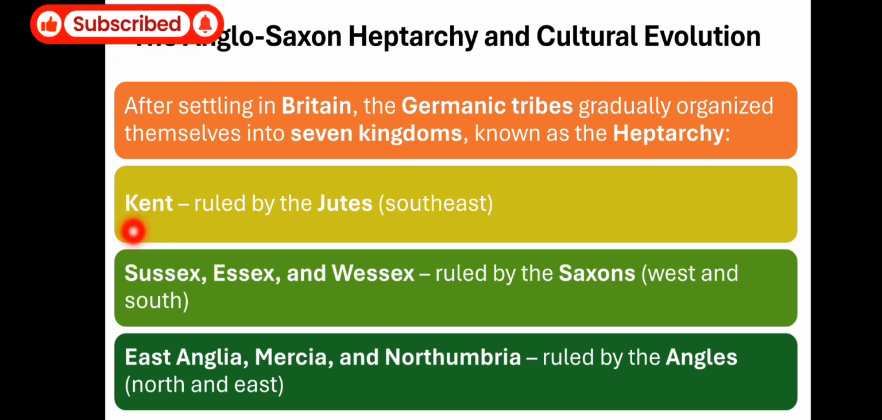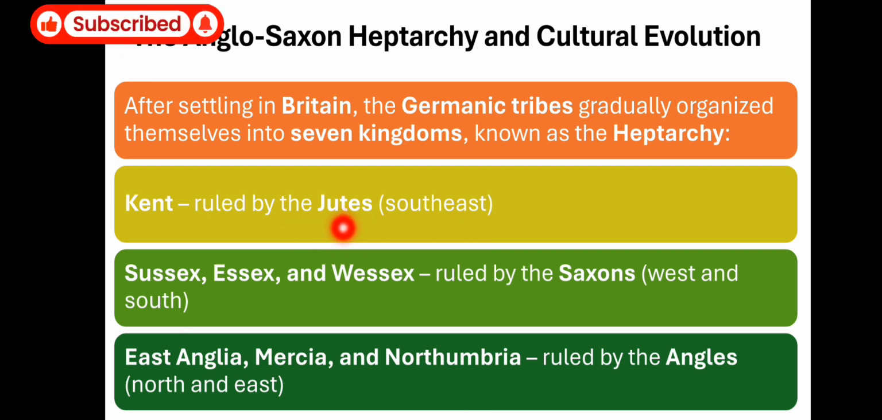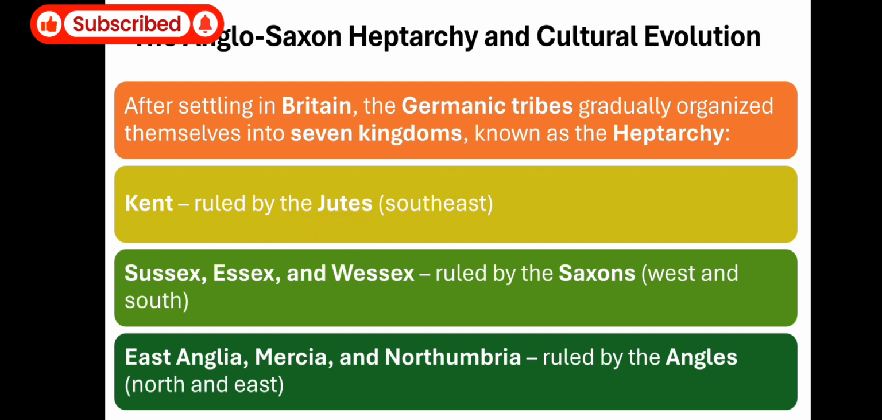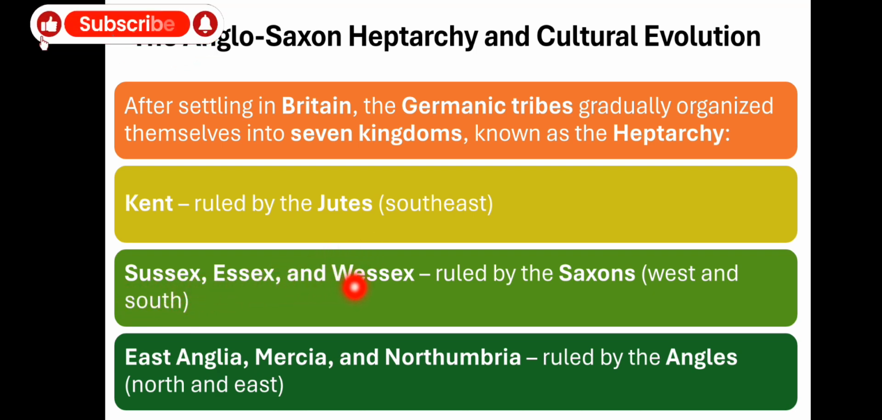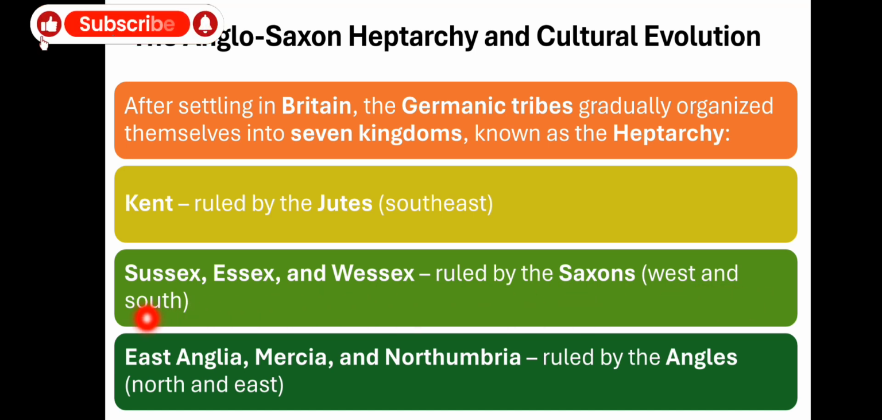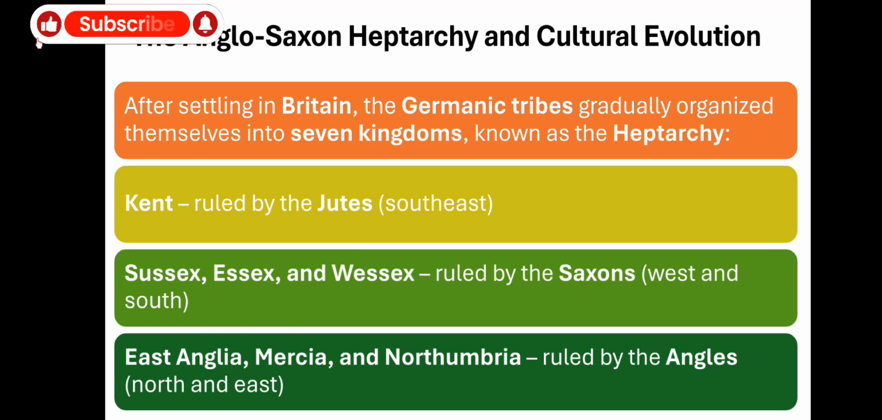For example, Kent, ruled by the Jutes, was in the southeast part of Britain. The Jutes settled in Kent, and the Jutes were one of the Germanic tribes. Then we have Sussex, Essex, and Wessex. These are also parts of Great Britain, ruled by the Saxons, in the west and the south. These were ruled by the Saxons, which was also one of the Germanic tribes.